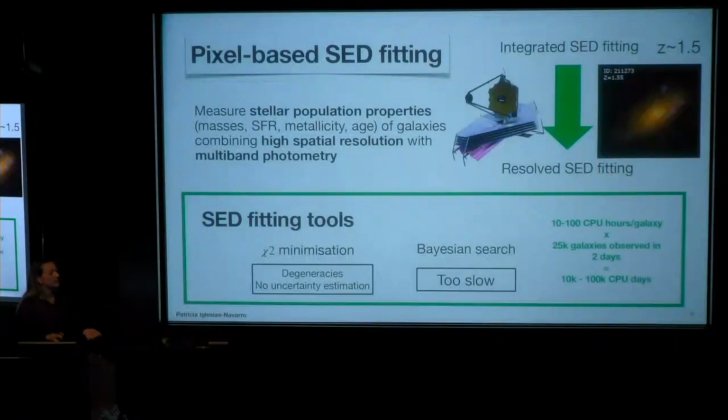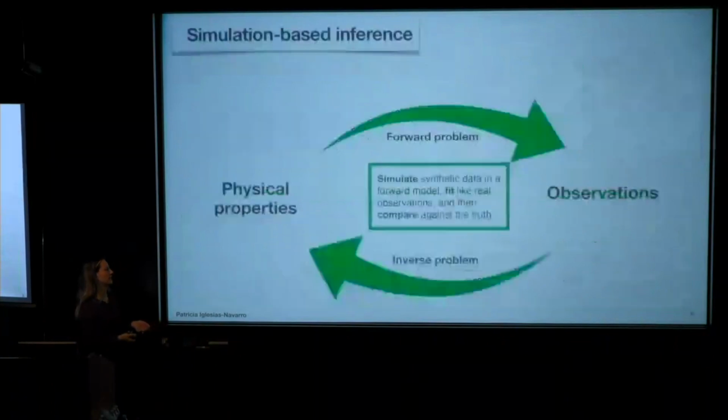Just to give you some numbers, it takes from 10 to 100 CPU hours to analyze one single galaxy with this method. And with James Webb, we can observe up to 25,000 galaxies in just 2 days. That will mean that for analyzing 2 days of observations, we need from 10,000 to 100,000 CPU days. That is, of course, not feasible at all. And this situation even gets worse when we move to LSST or Euclid surveys.